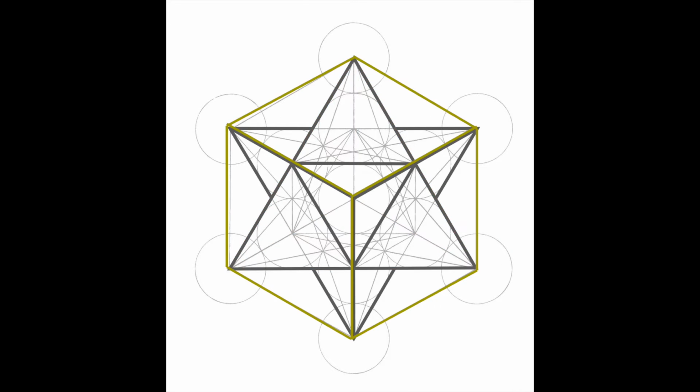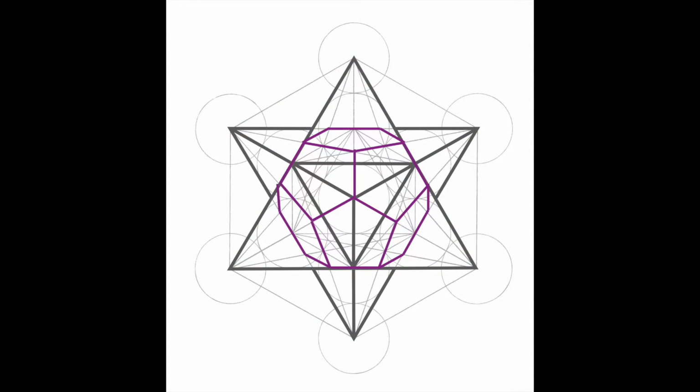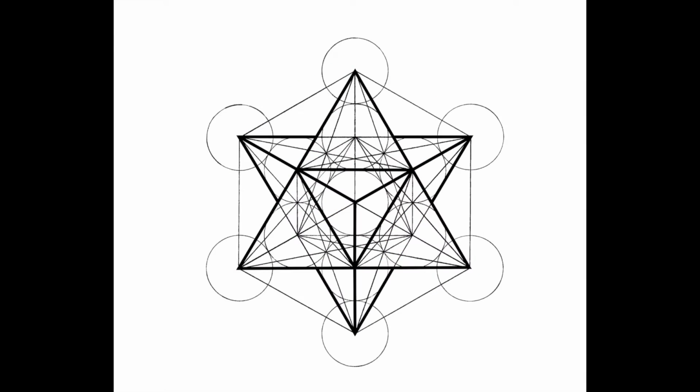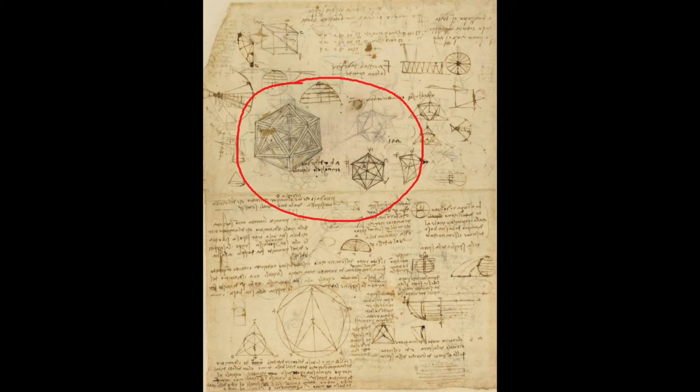tetrahedron, the cube, the octahedron, the icosahedron, and the dodecahedron, the only 5 volumes in the world whose vertices or points match the inside of a sphere, and whose sides and angles are all equal. You can see that it also contains the star tetrahedron, and that Leonardo drew one in his notebook.